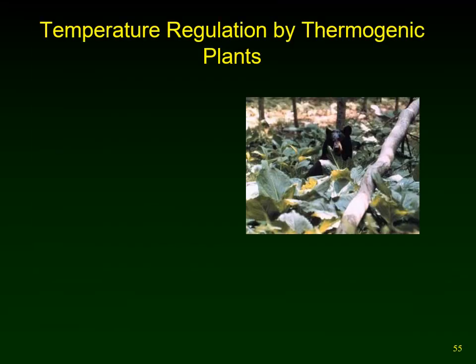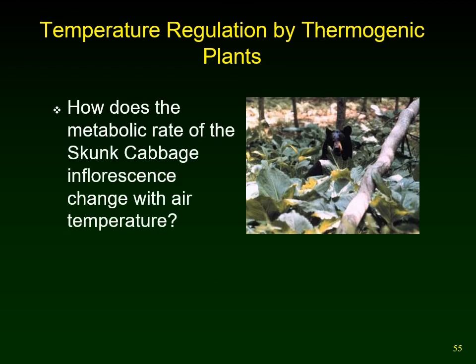These skunk cabbages, here's a bear sitting in the skunk cabbages. They're kind of the first things to grow in the spring. Excellent form of vitamin C, so for animals and people. So how does the metabolic rate of skunk cabbage flowers change with the air temperature?